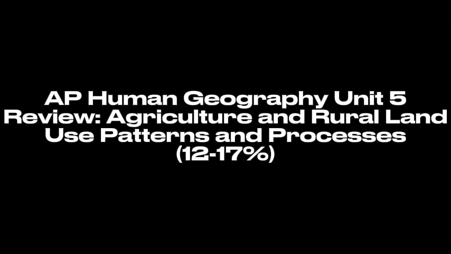Exactly. The four-field rotation introduced crops like turnips and clover into the rotation cycle. Clover naturally pulls nitrogen from the air and fixes it back into the soil. So you never had to leave a field empty. Never. You grew wheat, then turnips to feed livestock over winter, then barley, then clover to heal the soil. It maximized land use to 100% capacity.